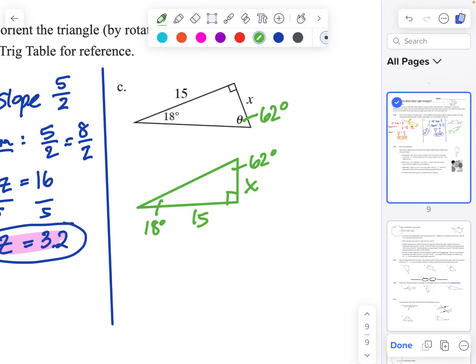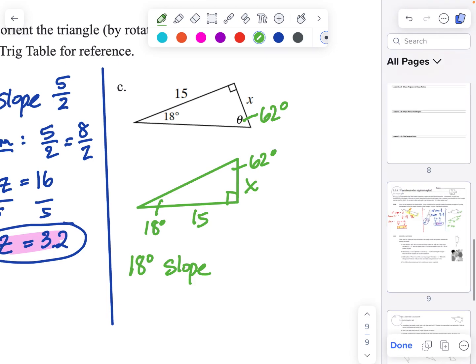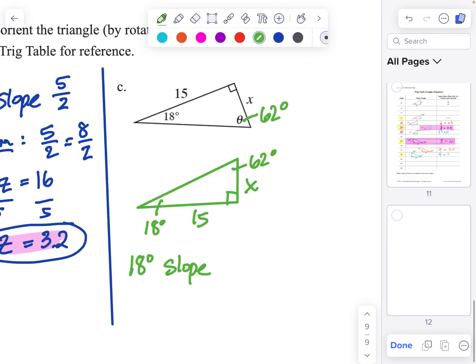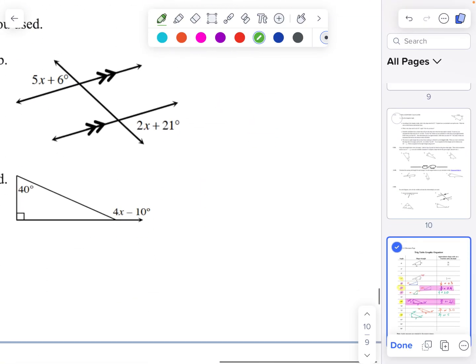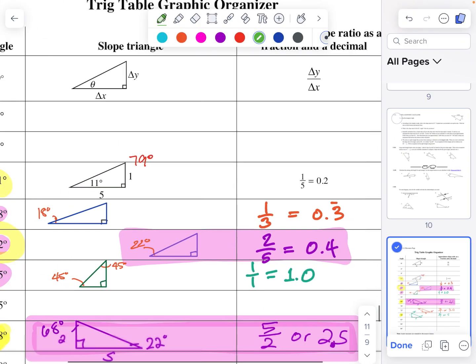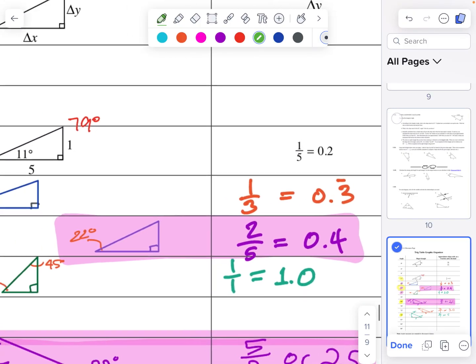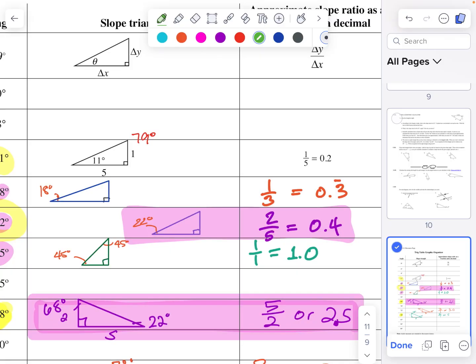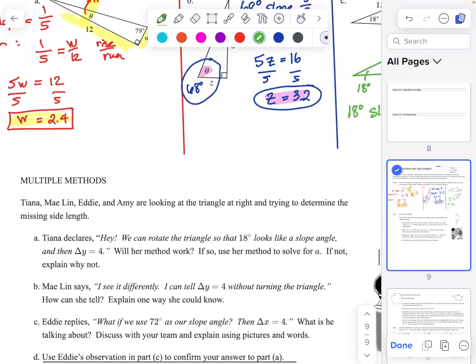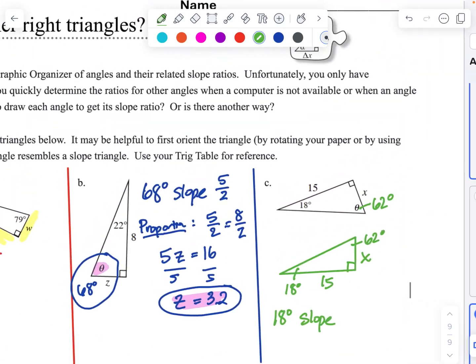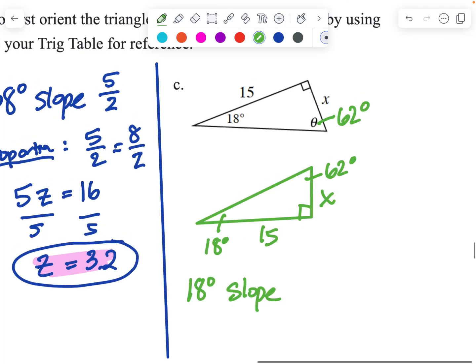So I have the 18-degree angle, and I need to go back and look at my paper and find the slope of that. Give me just a second. So let's see, we have this table. I don't know why it's not letting me do that. And we are looking for 18 degrees. 18 degrees looks like it is a 1/3 slope. So I'm going to go back to my paper. And I have a slope of 1/3.